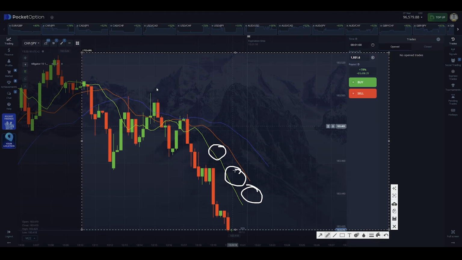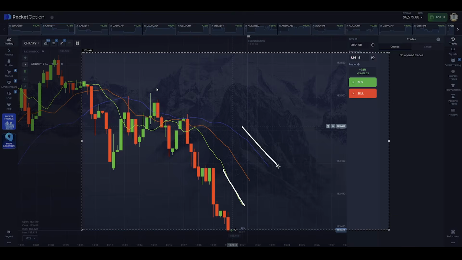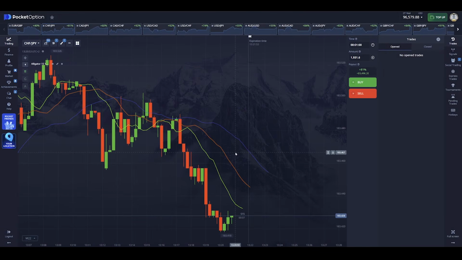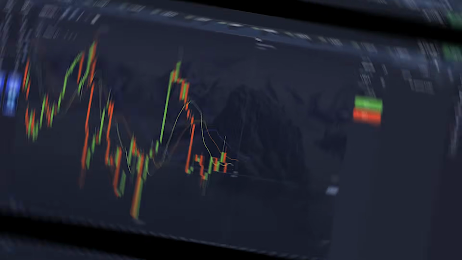Look, if the green line is below, like it is now, and the blue line is above, then we open sell trades from this area. If it's the other way around, and you see the green line is above and the blue line is below, then from this area we open buy trades. I hope that's clear. So these are just two simple entry points. Let's look at an example trade, and then we'll look at scenarios that are better to skip.